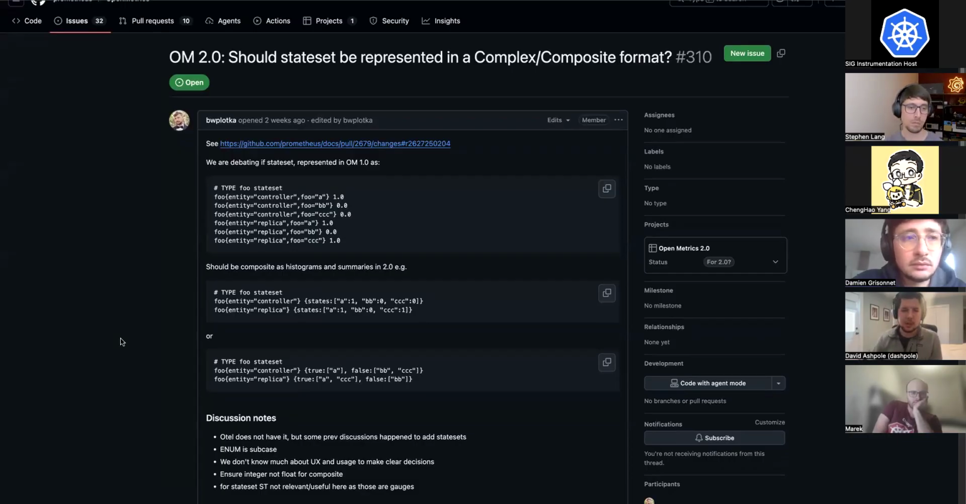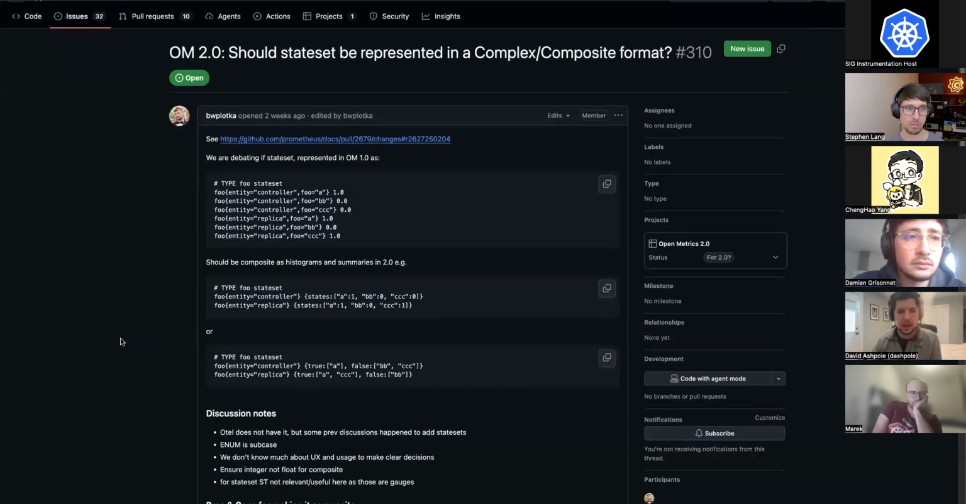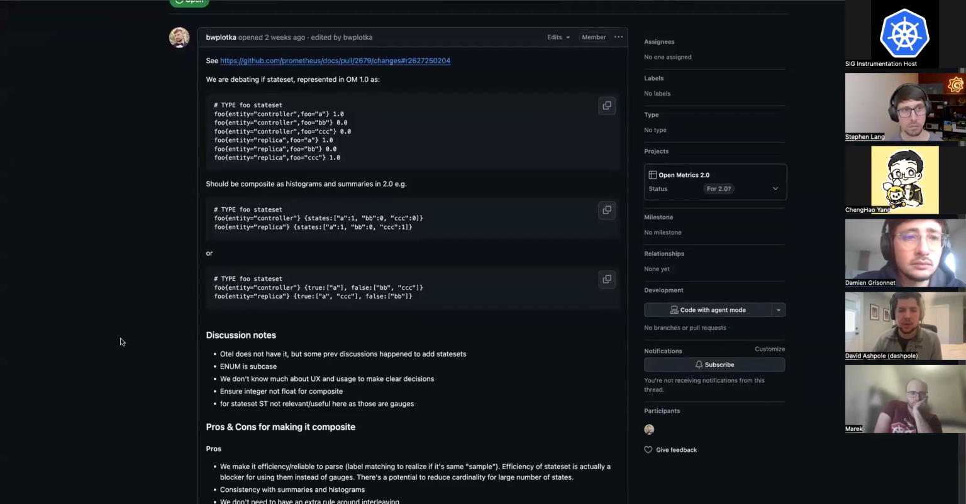And one of the topics that came up is state sets. For all histograms, both native and classic, and for summaries, we're moving to a composite format, meaning JSON-ish value points. If you look at the middle box of code there, the labels are in the first set of brackets, entity equal controller. And then there's the actual value of the metric, which in this case is an example of how a composite metric might look. So there's the states, and some different representations.